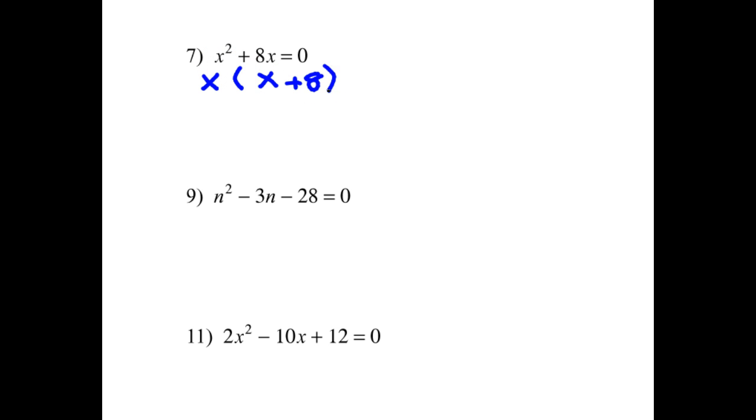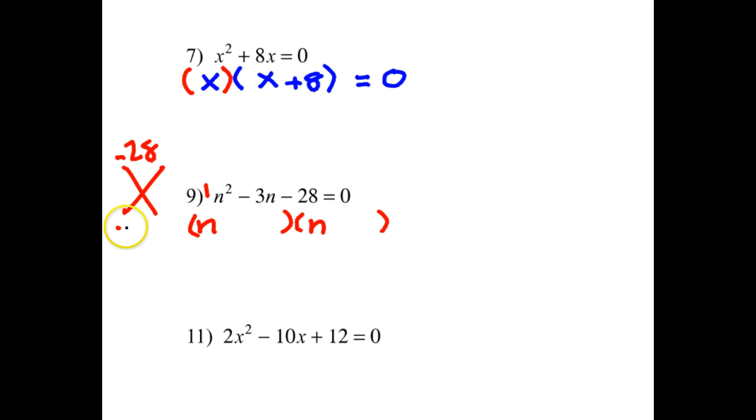Now it looks like something above. Do the x when necessary. Right, when there's no number in front, it's really fast. What two numbers multiply to negative 28 and add to negative 3? 7 and 4, one positive, one negative. Negative 7, positive 4. And don't forget this, equals 0.